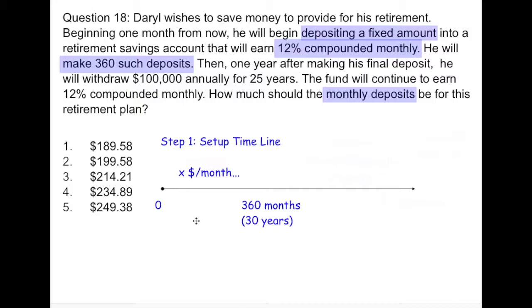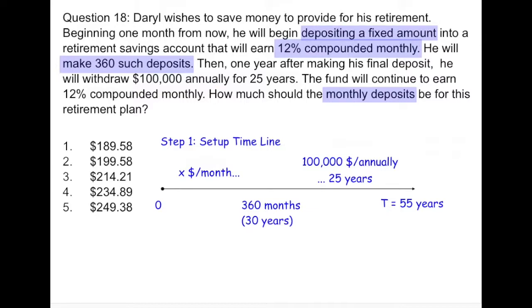If I continue to read, it tells me that 1 year after making his final deposit, he's going to be withdrawing $100,000 annually for 25 years. So a year after time 30, up until time 55, there's going to be annual withdrawals of $100,000 a year, and that's because it's 25 years. And now the question is simply asking us to figure out what is the value of X. How much do we need to deposit each month for the next 30 years so that we can sustain these withdrawals?